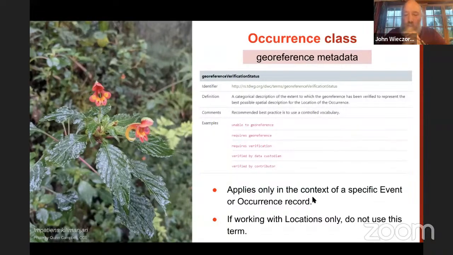So there's a statement at the bottom of this slide that says, if you're working with locations only, do not use this term. And the reason is we aren't applying any of our georeference information at the level of specimens in our project at this stage. We're only doing it at the level of unique localities that we're getting to do the georeferencing on. So I hope that's clear. It's a term about the occurrence, not about the location, and we won't be providing it.